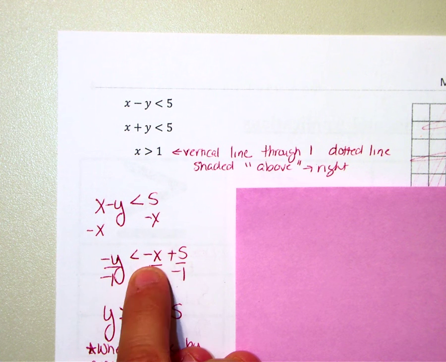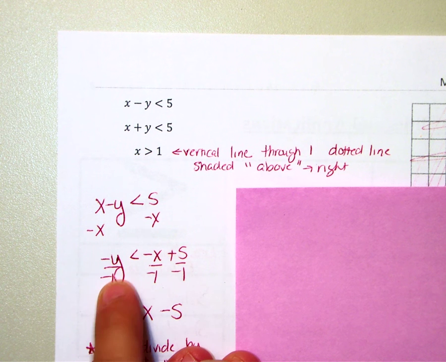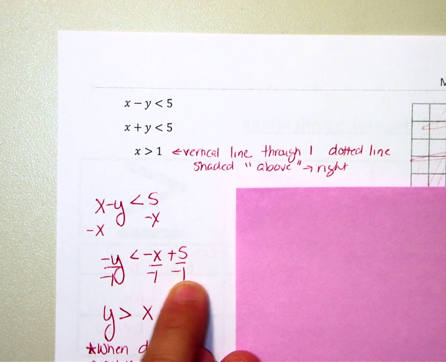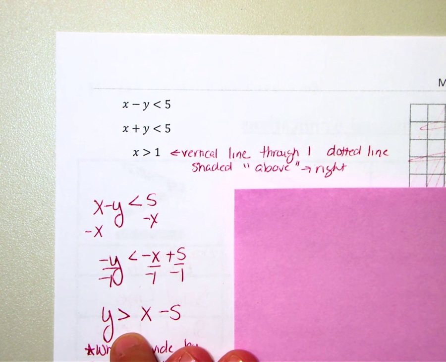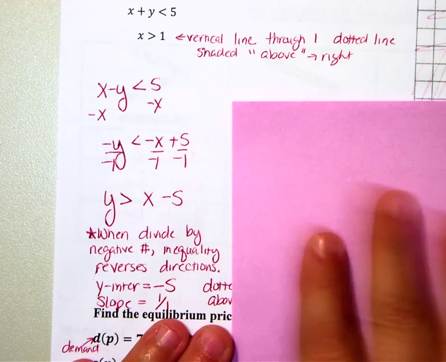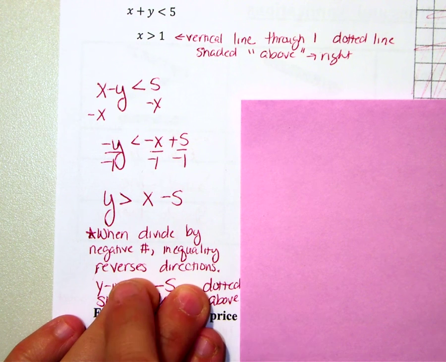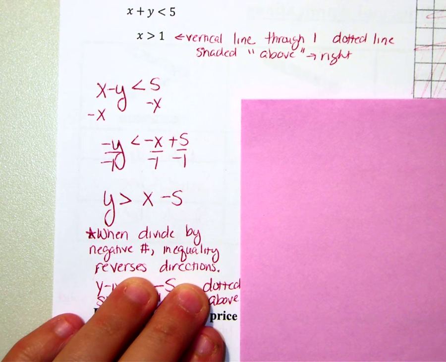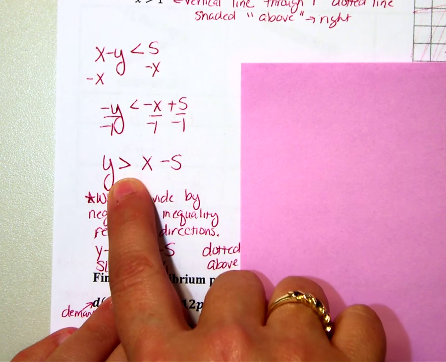Now here's the thing. Hopefully you recall from 09, I think it's 09, 03 that we did this in. When you divide by a negative and it's an inequality, you must reverse the inequality. When you divide by a negative number, the inequality is reversed. I like to call it a flipping negative. It flipped the inequality. So that means that I now have y is greater than x minus 5. It's now y is greater than, not less than.